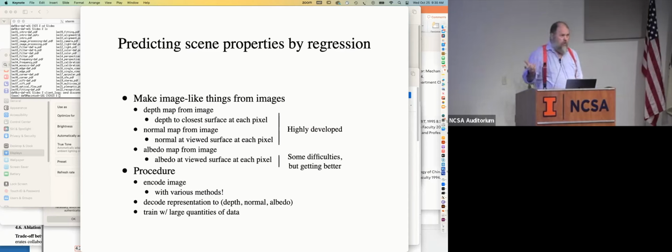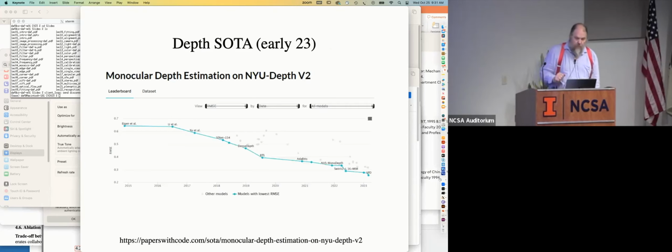We're really good at predicting normal maps from images. Same story. We're quite good at predicting albedo maps from images. There's a little bit of weirdness there, but not of particular interest. And essentially what we do is we encode the image with various methods to make features, and then we decode that to depth, normal, and albedo, and we just train it with a pile of data so that it predicts things right. SOTA is great.